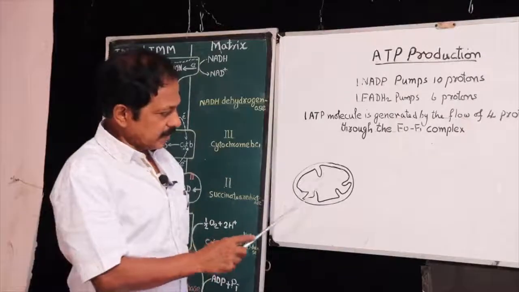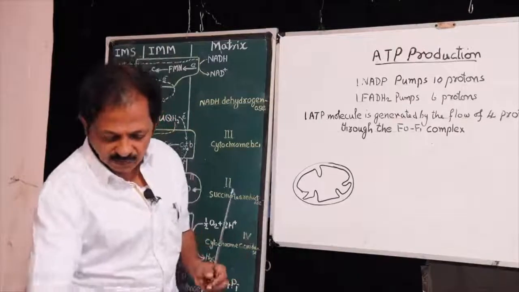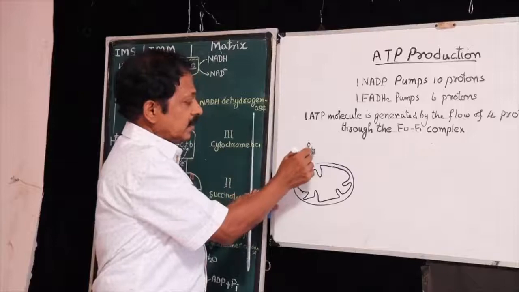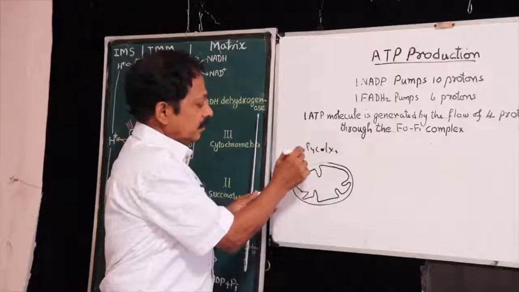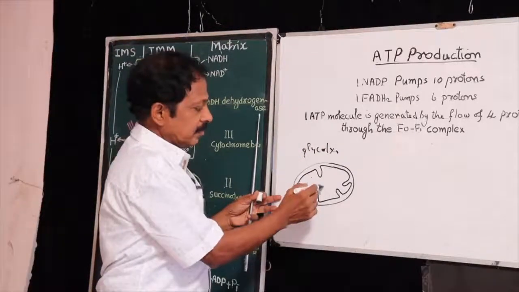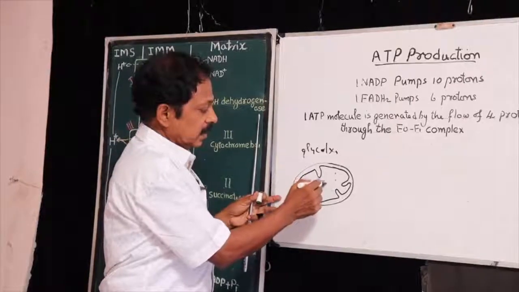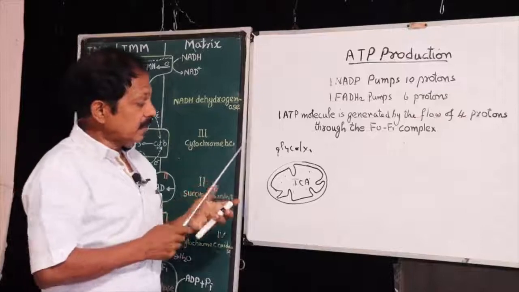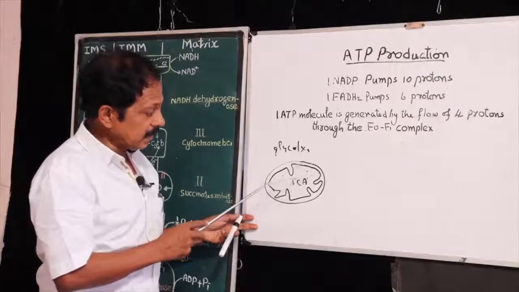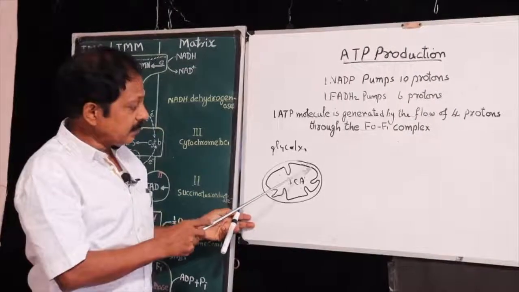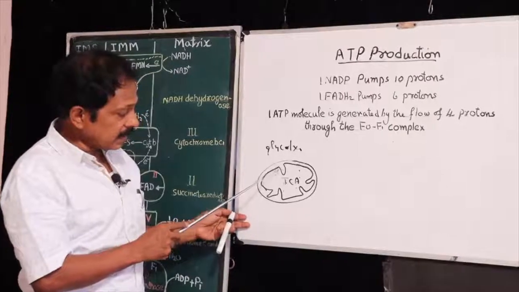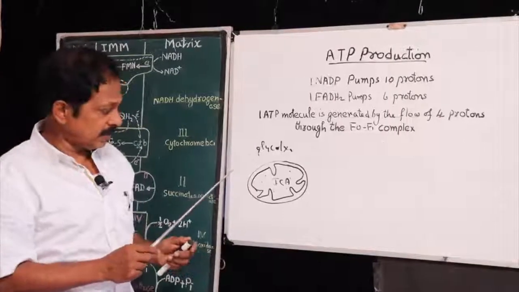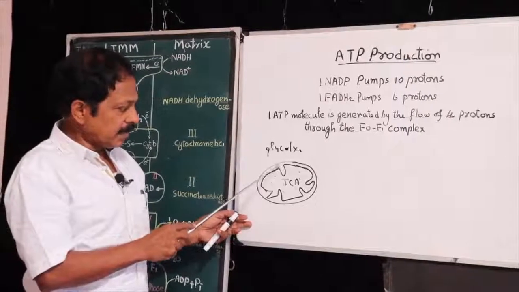You know, this is the mitochondria. Glycolysis takes place in the cytoplasm. Then the Krebs cycle, or TCA cycle, takes place in the matrix. This is the outer membrane, this is the inner membrane. It is in the inner mitochondrial membrane that the electron transport chain takes place. This is the intermembrane space.